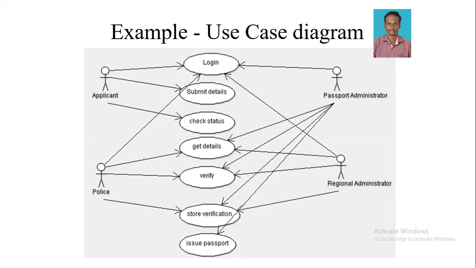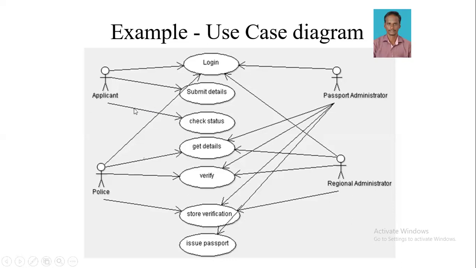The applicant initially logs in to the website. Right after logging in, the applicant submits his or her details. After that, the passport administrator checks the login, whether it is valid or invalid. Right after that, it goes to the regional administrator. Then from the login, the regional administrator gets details and verifies. After verifying, he stores the verification. Based on this, police get the details from the stored verification, and police also verify. Later, if everything is okay, the regional administrator issues the passport.